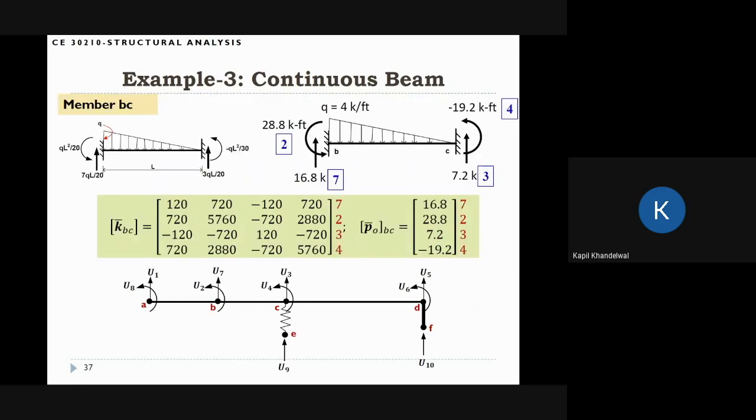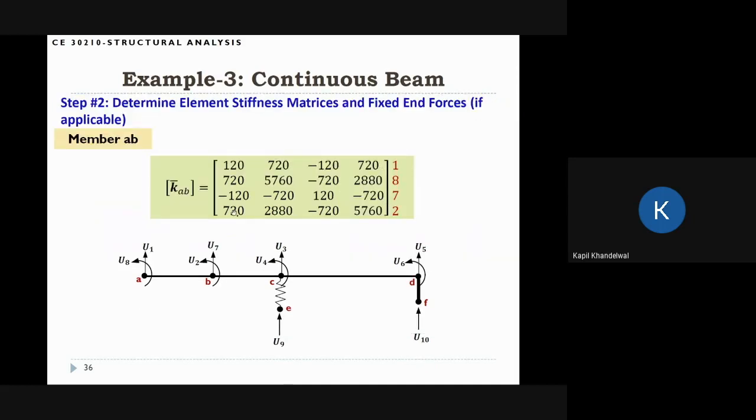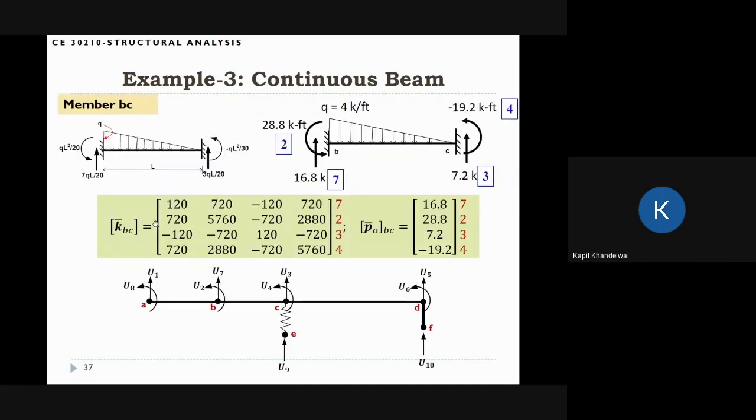Let's try to build the data for member BC. In member BC, we have this kind of a triangular load distribution. So you can see that if we do the calculation with the given data, we can find these numbers. So these are the 4 numbers you will get. And the stiffness properties are the same. So the values of this matrix are the same as the values here because I and E and L are the same. But let's look at the ordering here.